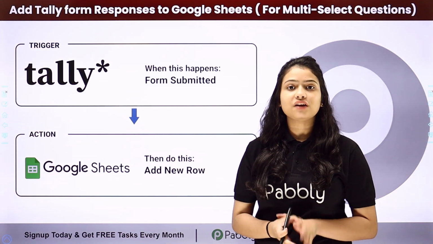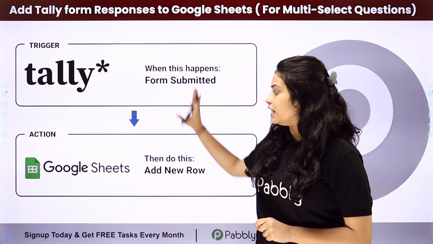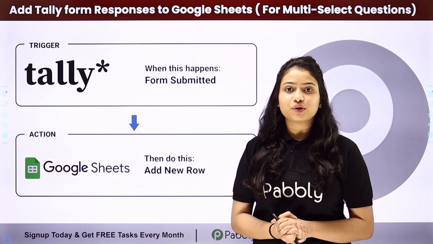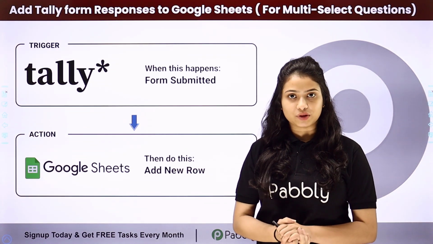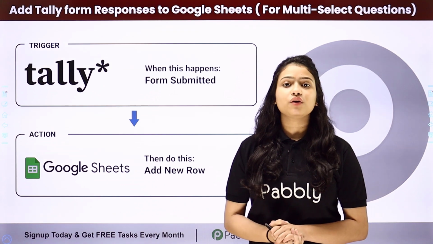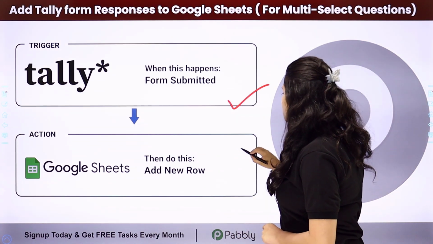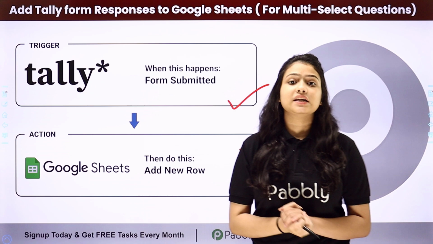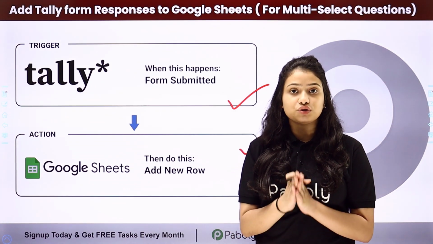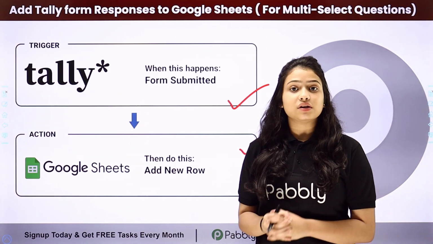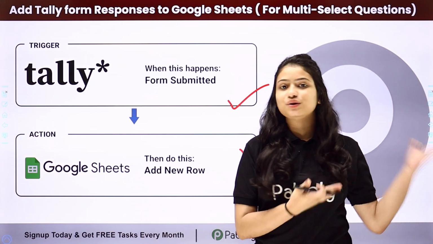So how are we going to do that? For that we will have to integrate Tally with Google Sheets. And for that we are going to use Pabbly Connect, which is an amazing automation and integration software. Now what we are going to do is, we have Tally in our trigger and Google Sheets in our action. So we will be connecting both of them by using Pabbly Connect in order to automate this entire process. And to learn this entire process step by step, let me take you all to my screen.